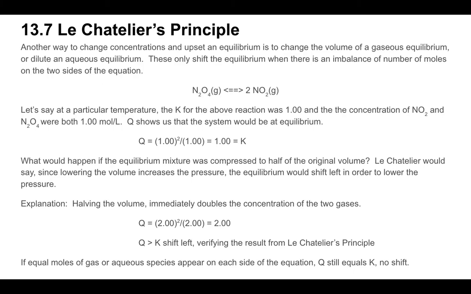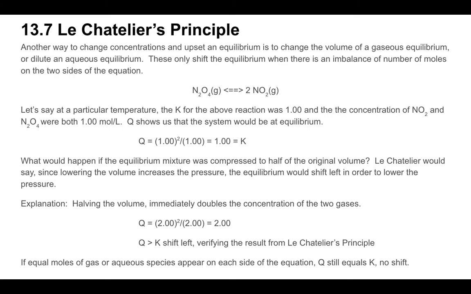Now, how could we explain it mathematically? How could we use Q to explain it? Well, Q would change because the moles per liter of each gas would now become 2 moles per liter instead of 1, because you have halved the volume, you would double the concentration. If we plug those numbers into the law of mass action, we get 2 squared over 2, which is 2. 2 does not equal 1. Q is greater than K, so we need to shift left. Well, that's the same thing Le Chatelier's principle told us, that we would shift to the left. But now we've explained it using Q values.